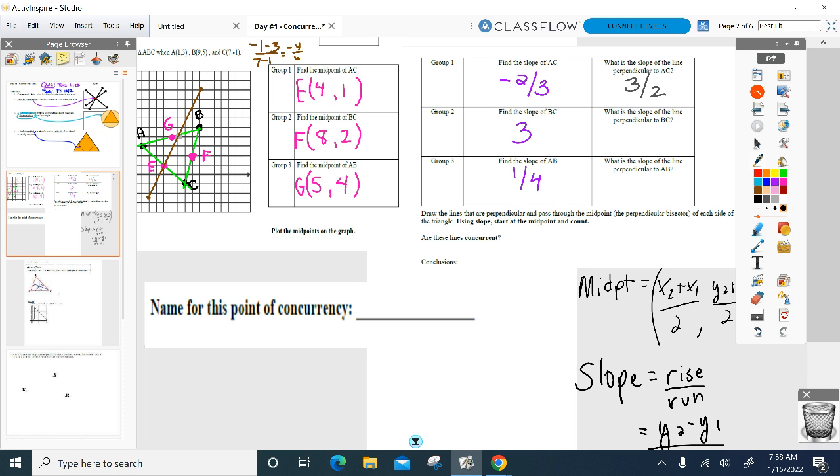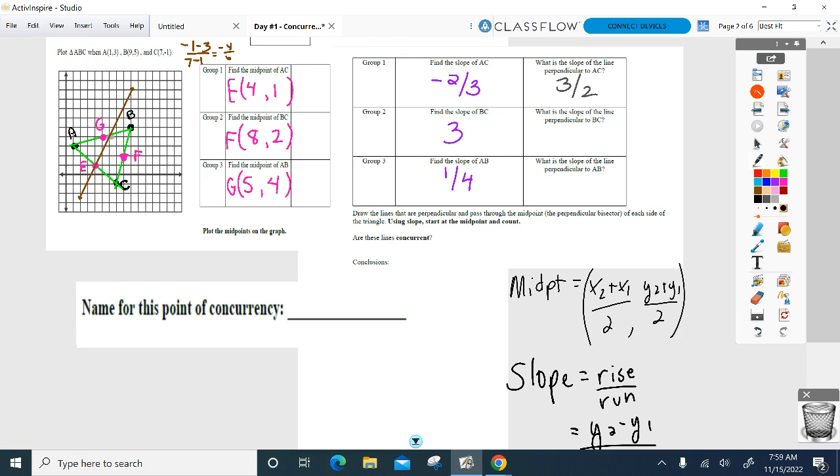What do you know about these two lines? Why doesn't my line look perpendicular at all? Did I graph point E right? 1, 2, 3, 4, 1. Yeah, that's right. Up 3 over 2. Does that look all right? It just doesn't look like it's perpendicular to me, does it? All right, I'm going with it.